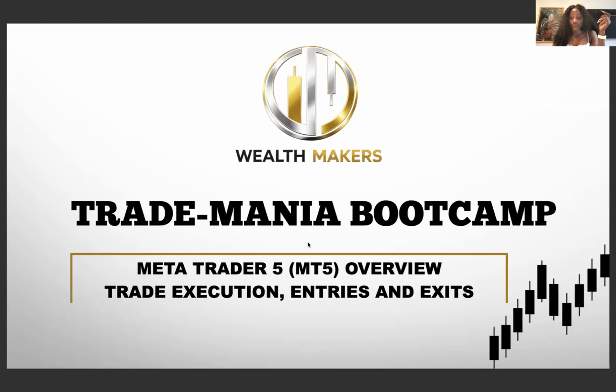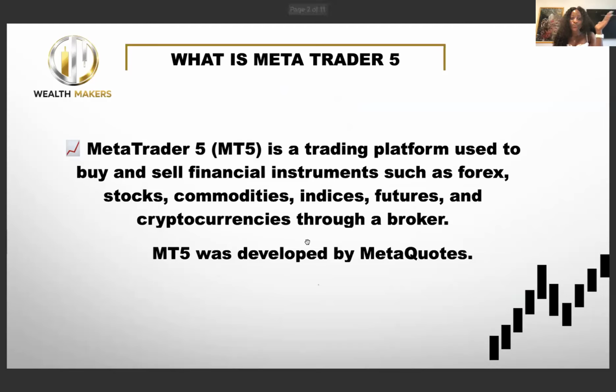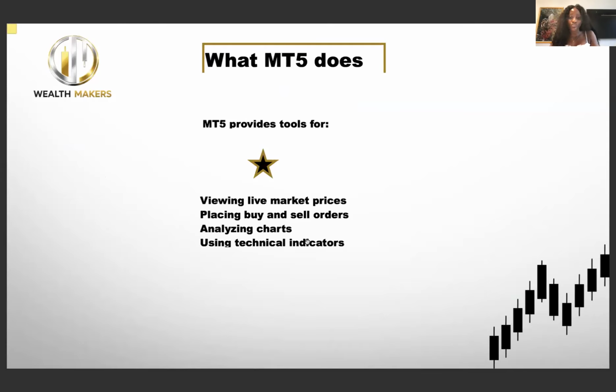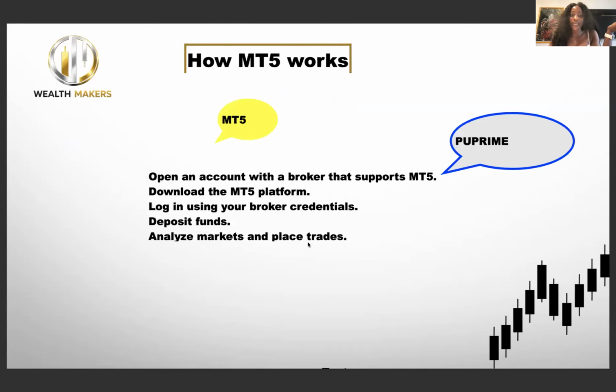So first of all, what is MetaTrader 5? MetaTrader 5, also known as MT5, is a trading platform used to buy and sell financial instruments such as Forex, stocks, commodities, indices, futures, and cryptocurrencies through a broker. Now, MT5 was developed by MetaQuote. Now, what does MT5 do? MT5 provides tools for viewing the market prices, placing buy and sell orders, analyzing charts, using technical indicators.